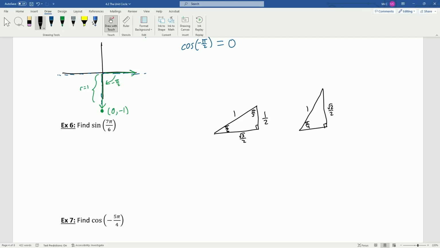So we have 7 pi over 6 here. In order to draw this, I first need to break down 7 pi over 6. That's 6 pi over 6 plus 1 pi over 6. But 6 pi over 6 is just pi. Again, I just looked for the biggest number that's divisible by 6 that's less than or equal to 7, and then I split it up into the 2 parts that way.